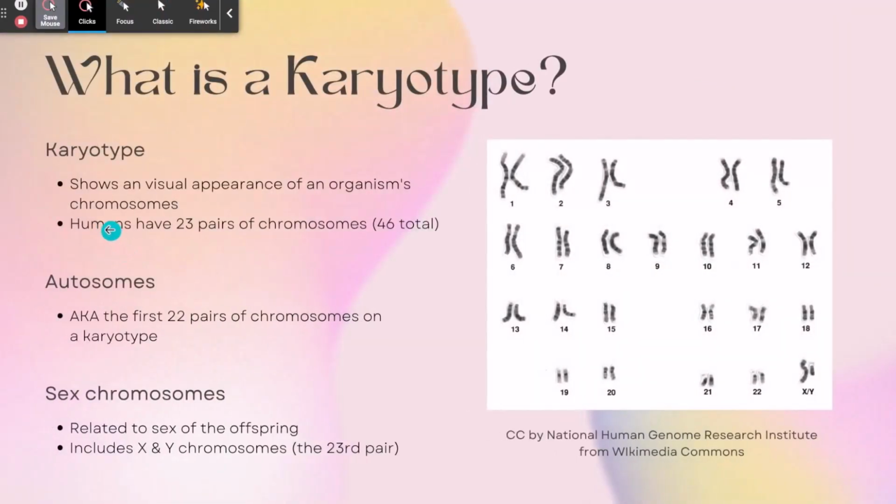So what is a karyotype? A karyotype is a diagram that shows a visual appearance of an organism's chromosomes. Humans have, as previously mentioned, 23 pairs of chromosomes, or 46 in total. The autosomes are also known as the first 22 pairs of chromosomes on a karyotype. So from 1 to 22 here, and everything in between, those are autosomes. With sex chromosomes, they are related to the sex of the offspring, and it includes the X and Y chromosomes, which is the 23rd pair here.